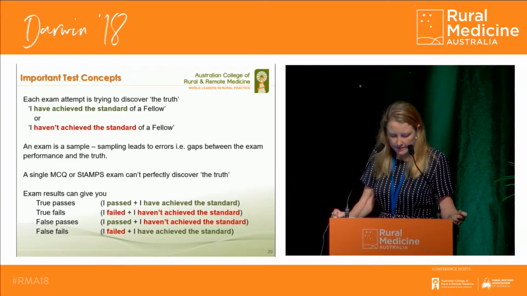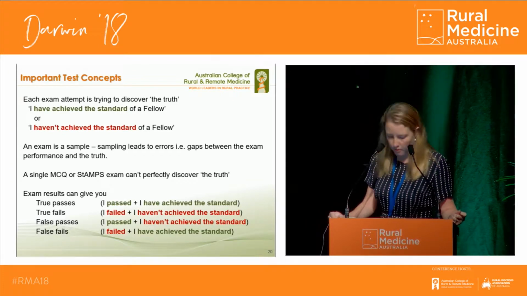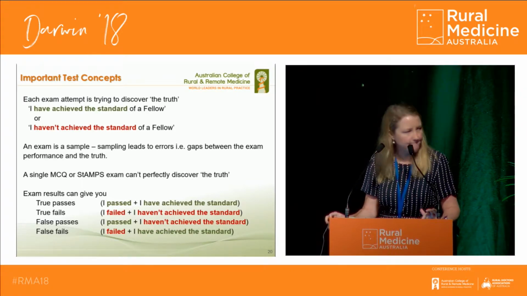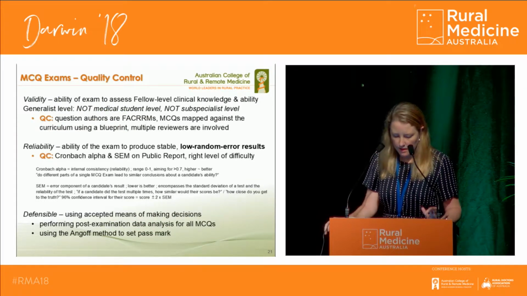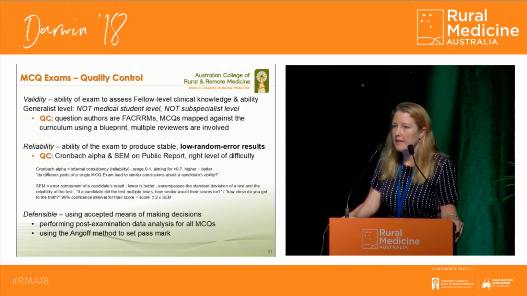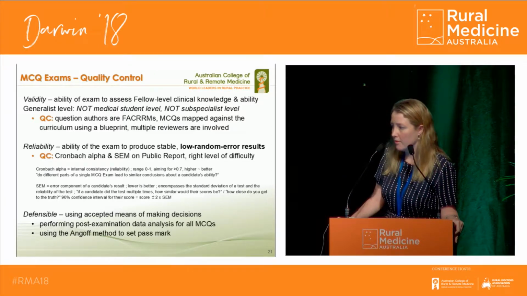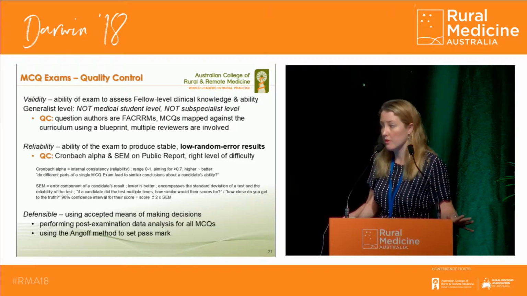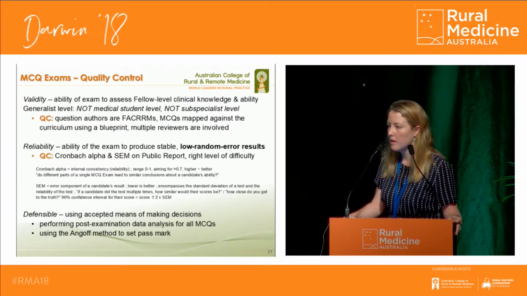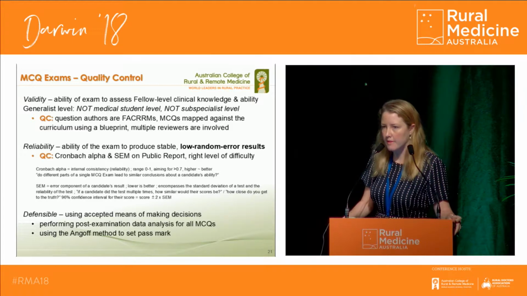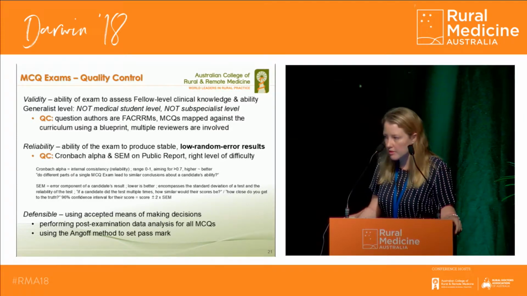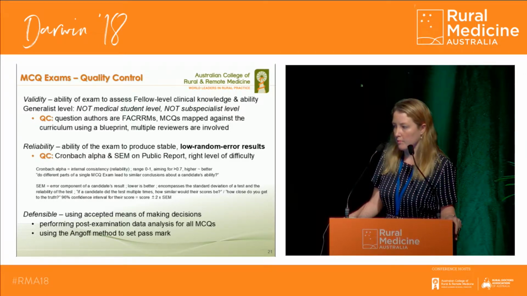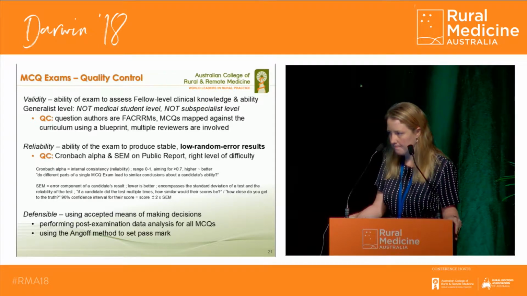So when can you trust an exam's results? Well, we need to talk about reliability and validity in exams to help overcome these errors. Okay. So validity is the ability of an exam to assess fellowship level clinical knowledge and ability, not medical student level, not subspecialist level, but fellowship level. The quality control around this for the ACRRM MCQs is that the question authors are themselves FACRRMs, and the multiple choice questions are mapped against the curriculum using a blueprint with multiple reviewers involved.